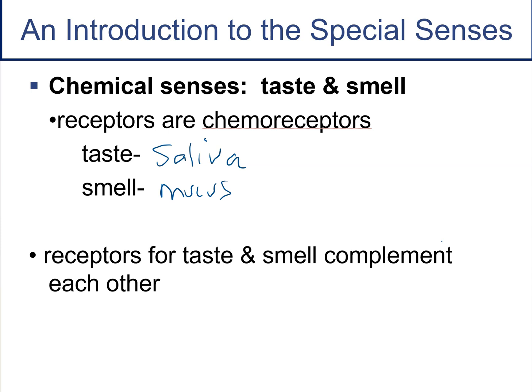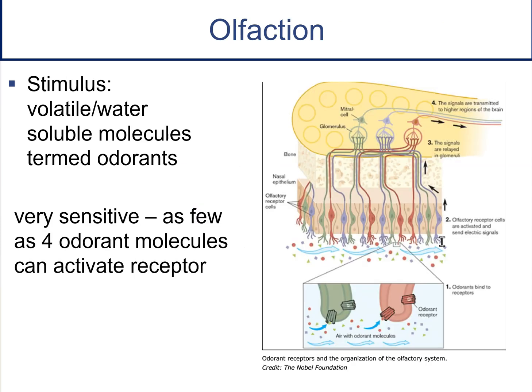When they activate their receptors, they actually complement each other. And in fact, we usually say that taste is roughly 90% smell. We'll talk more about that as we get into taste. In this lecture, we're going to focus on olfaction or smell. So we have these chemicals called odorants. An odorant is basically a scent chemical.